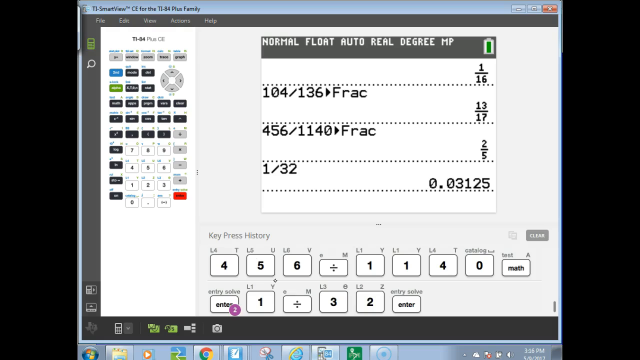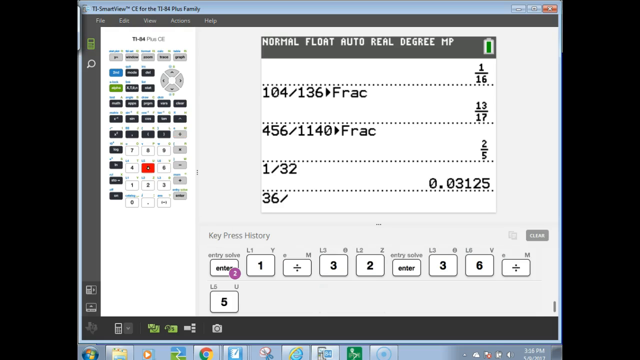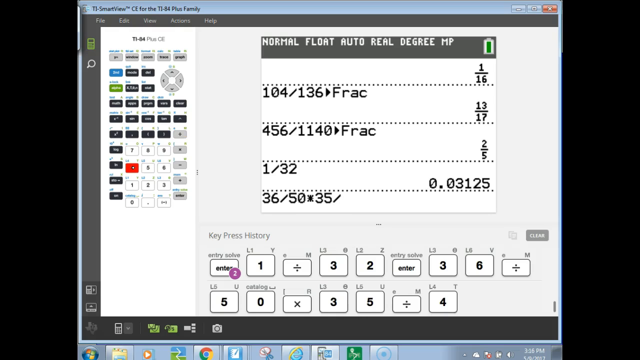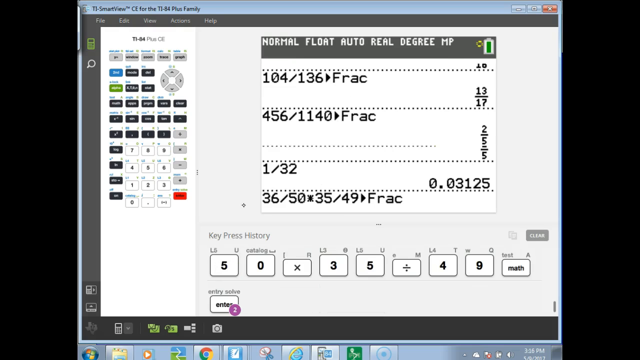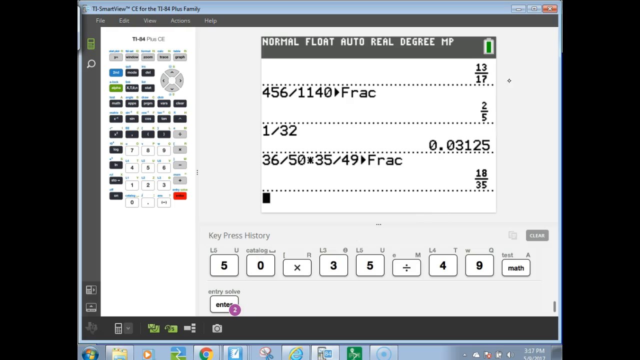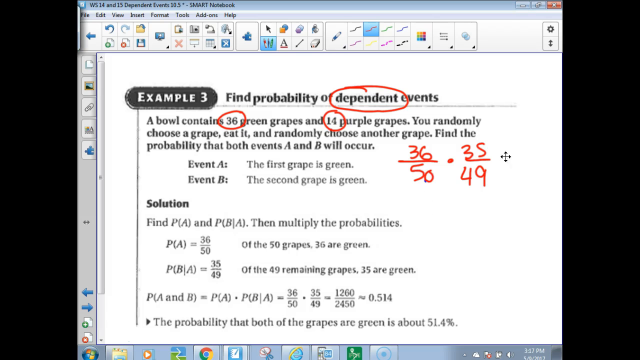So again, how do you type that? 36 divided by 50 times 35 divided by 49 grapes left. And then you can hit math, enter, and you'll get your reduced fraction of 18/35. And that's about 51.4%. And that's all that was right there.